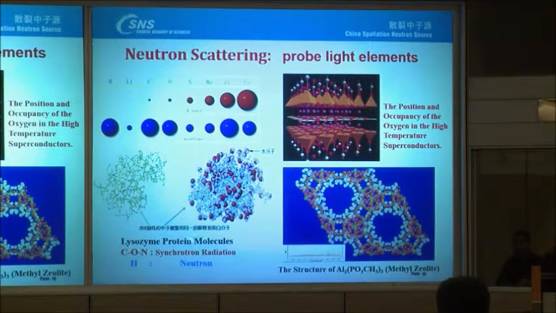For instance, this is a proton structure. If you only use synchrotron radiation, you get such a kind of picture. If you combine with neutron scattering, you will have much richer information about this kind of proton. And this is for the high-TC superconductor, and this is another proton structure. So they give much richer information.